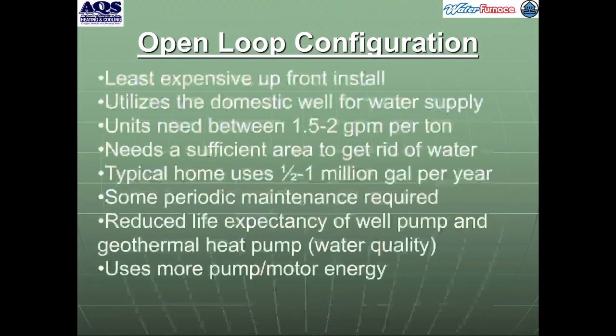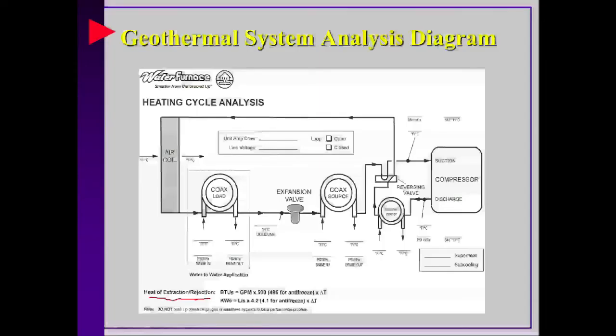Most of these will run about 1.5 gallons a minute per ton as a general rule. You have to have enough area to get rid of the water, so typically that goes back into a pond, or it would go into the ground area, whatever it might be. And then obviously, there's very little maintenance on those as well. There might be a little bit of periodic maintenance on the coaxials, but that is solely dependent on the type of water you have and how poor it is.